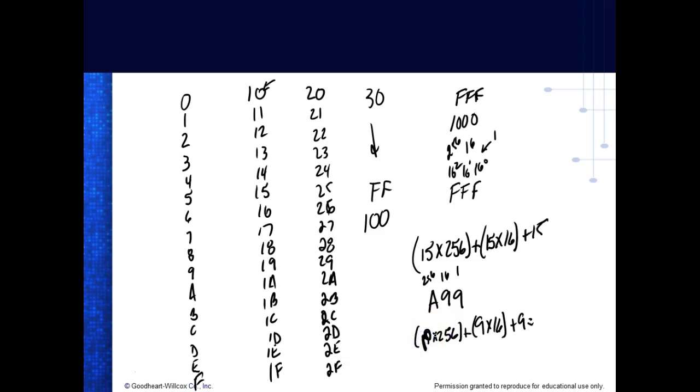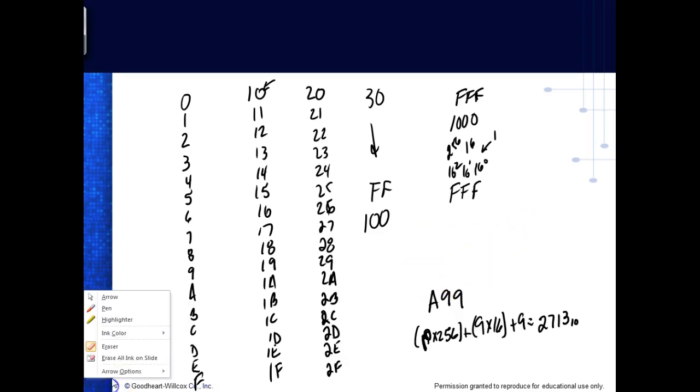I need to get it all in binary. Okay, 2,713. It has a chance of being right because my hexadecimal number is, okay. Okay, now watch this. So basically you had to have a calculator to do that, right?